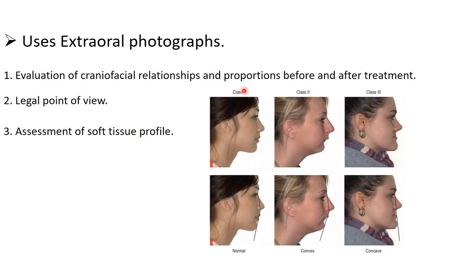Usually with the class 1 malocclusion, we have a normal profile. With the class 2 malocclusion, we have a convex profile. And in the class 3 malocclusion, we have a concave profile. So in this case, photographs of the profile are a useful tool for determining and assessing the soft tissue profile.